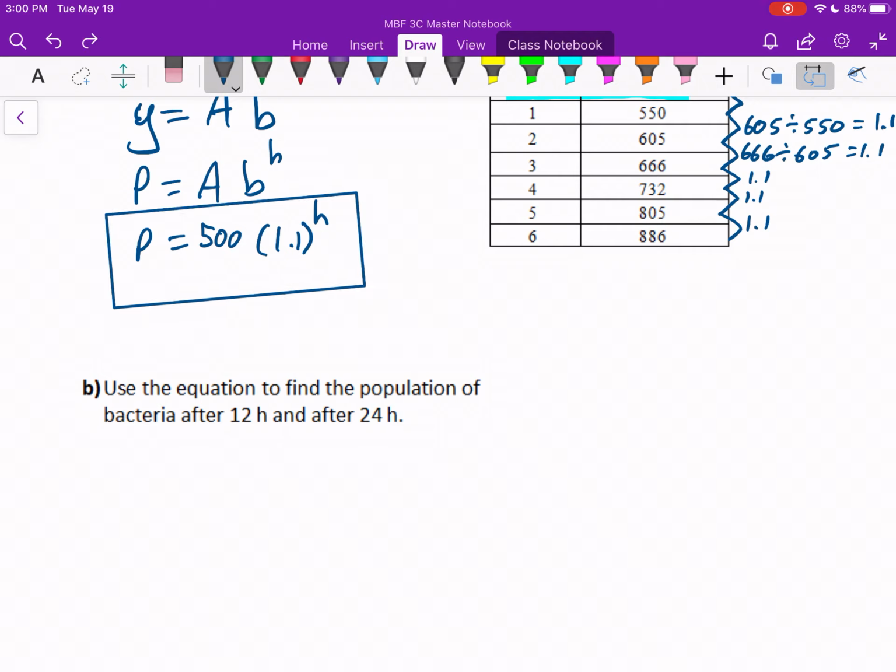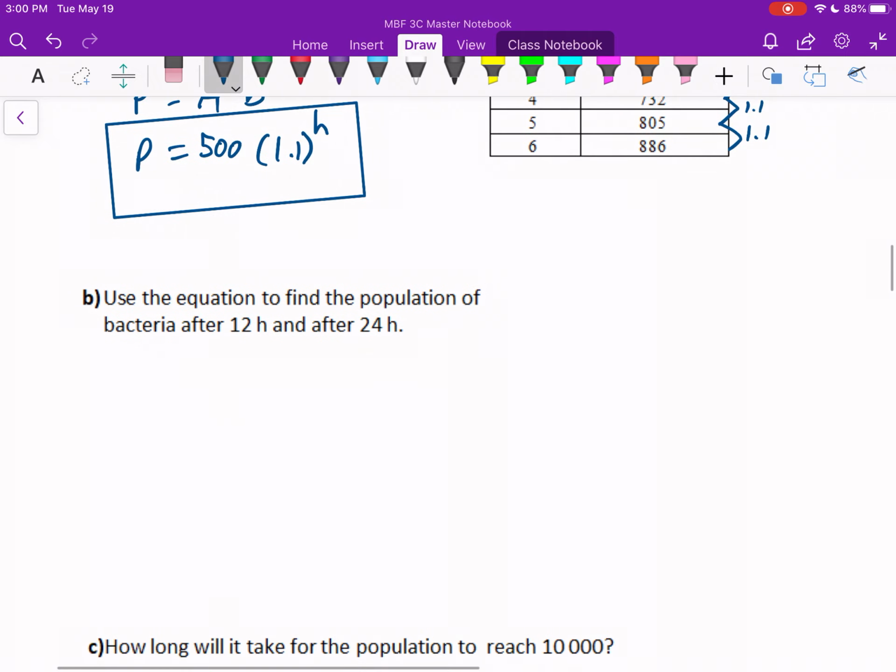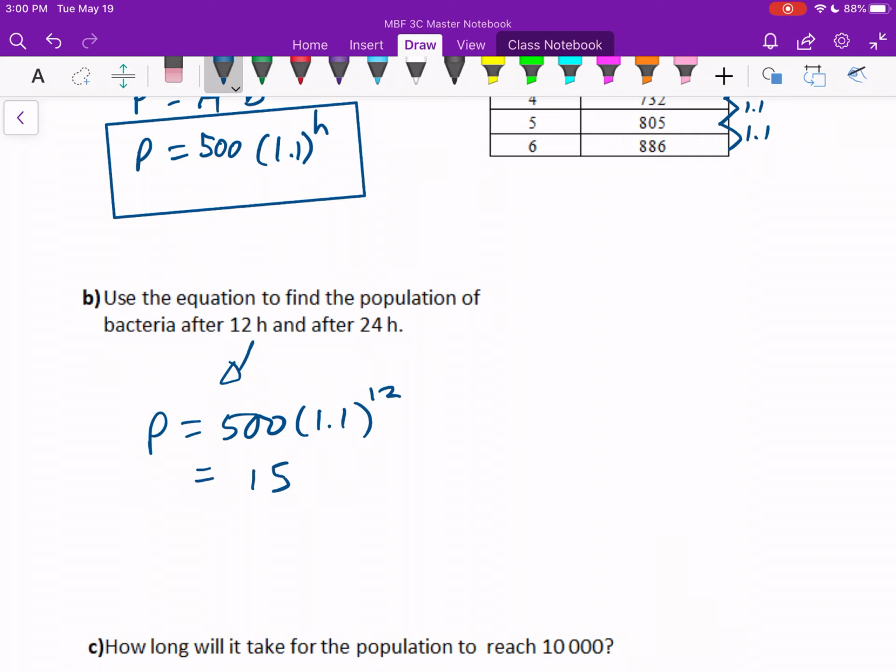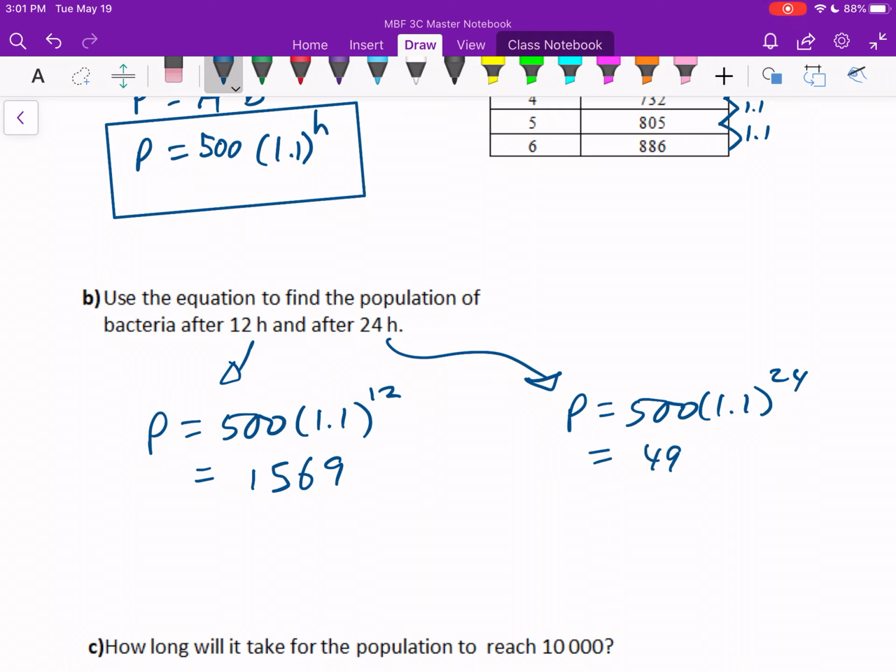Now that we've got this equation, we can use it to find the population of bacteria after 12 hours and after 24 hours. For 12 hours, I would just put 12 in for h. So population equals 500 times 1.1 to the 12, which equals 1569. After 24 hours, p is going to equal 500 times 1.1 to the 24. So that's a full day. Now it's up to 4925.